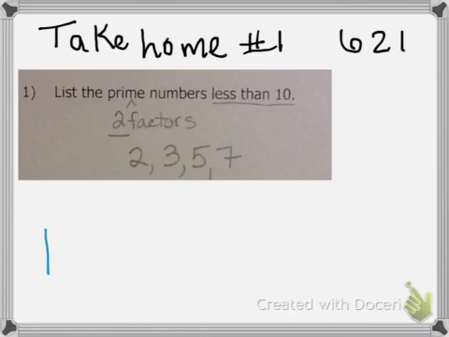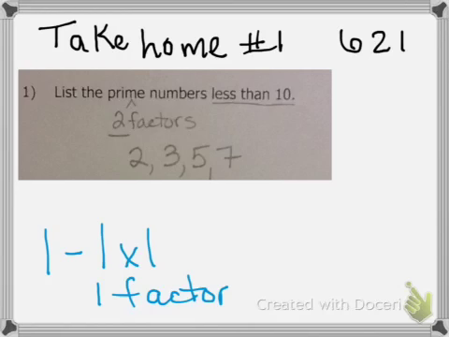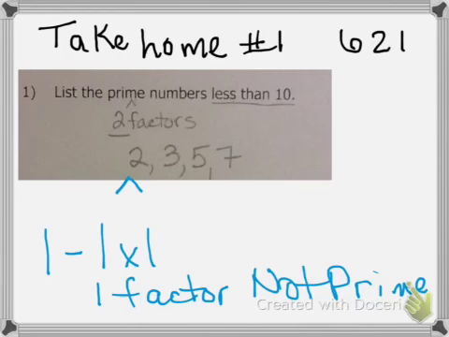So 1 actually has only one factor. It's 1 times 1. They're one and the same number, so that's one factor. So it's not included as a prime number. It's a special case. Next, we're going to go on to the number 2. To get 2, we multiply 1 times 2. There are no other whole numbers that give us 2, so it's a prime number.